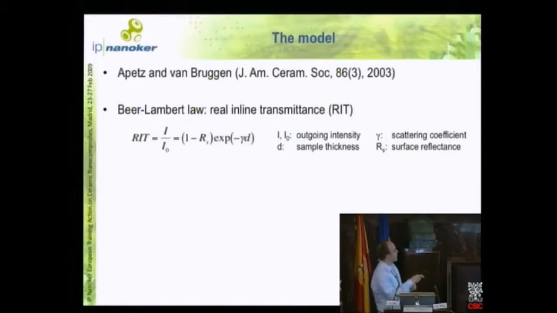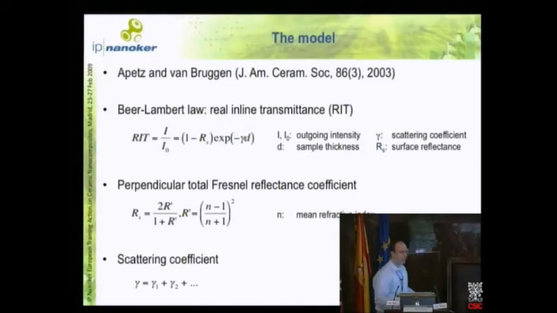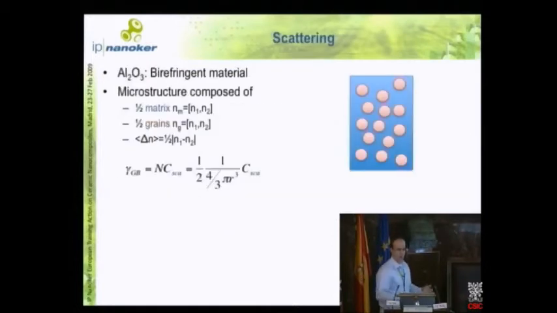And we have a surface reflectance term, which will actually just reduce the amount of light going through. Then we have the sample thickness and the scattering coefficient. The surface reflectance term is quite easy. Carlos showed that yesterday. We would just use the perpendicular total Fresnel reflectance coefficient, which is a function of the mean refractive index of the material. Then the scattering coefficient can be just the sum of a lot of different scattering effects that happen in the material, and I'm going to go into more detail here.